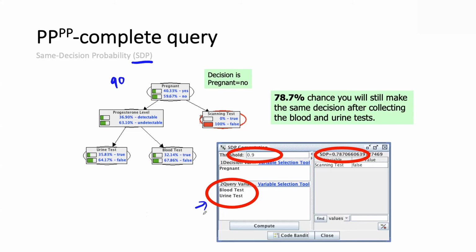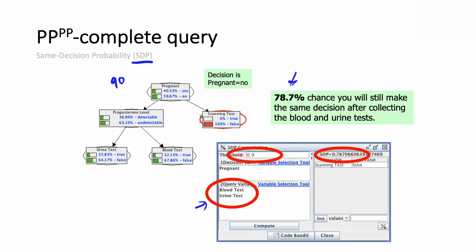And the SDP here ends up being 78.7. So almost 79% chance you will not change your mind. Given a negative scanning test, if you go and collect blood and urine, there is almost a 79% chance you'll still classify this person as not pregnant. So it is actually some kind of an expectation of a decision. It has, you can imagine, quite a bit of applications in terms of value of information. People have even used it recently to optimize classifiers, since maybe some of the features are not as helpful. They can be thrown away without really impacting the behavior of the classifier and so on.